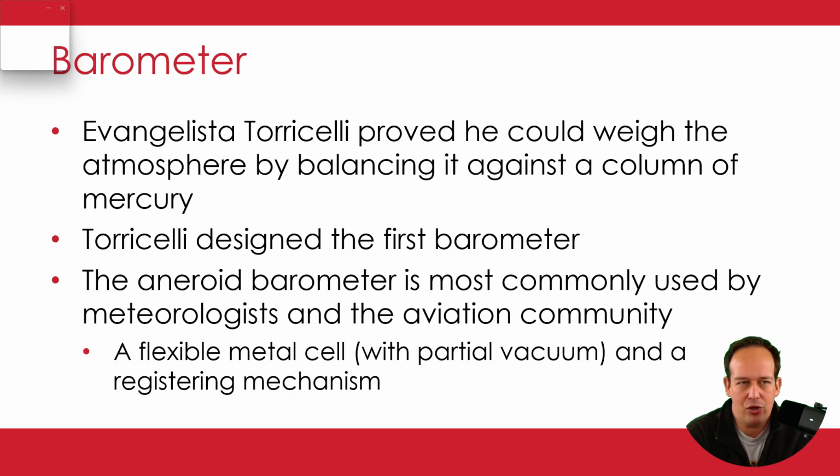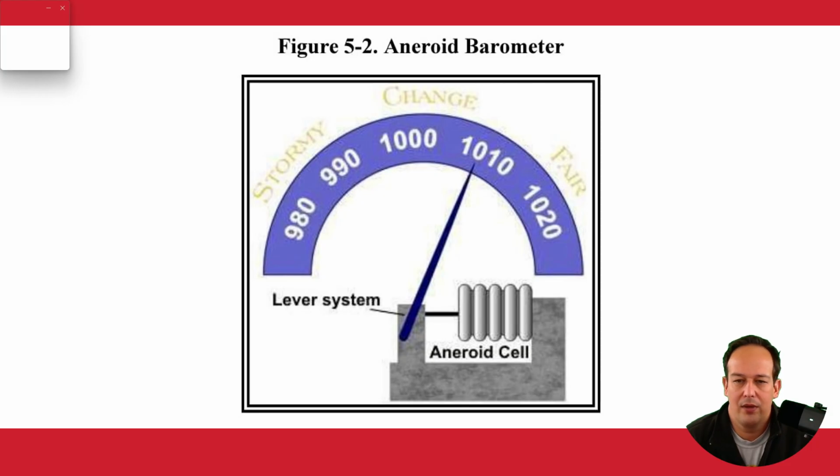To measure pressure, we use a barometer. Now, the Italian Evangelista Torricelli proved he could weigh the atmosphere by balancing it against a column of mercury. Torricelli designed the first barometer, and we call it the aneroid barometer, which is the most commonly used by meteorologists and the aviation community. An aneroid barometer uses a flexible metal cell, the aneroid, which has a partial vacuum, and a registering mechanism. Here in this picture, we have this aneroid cell.